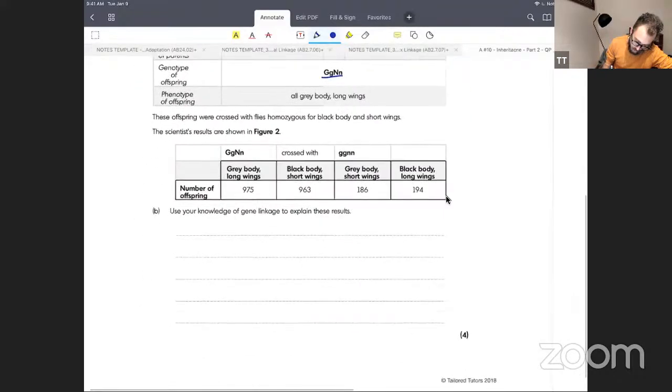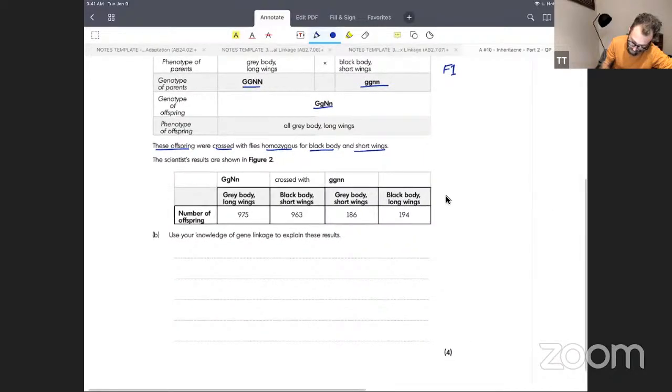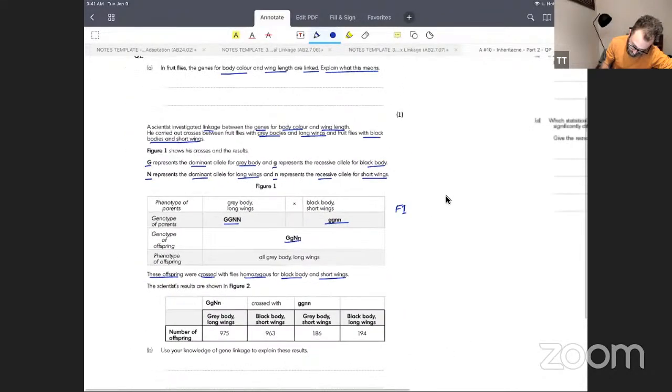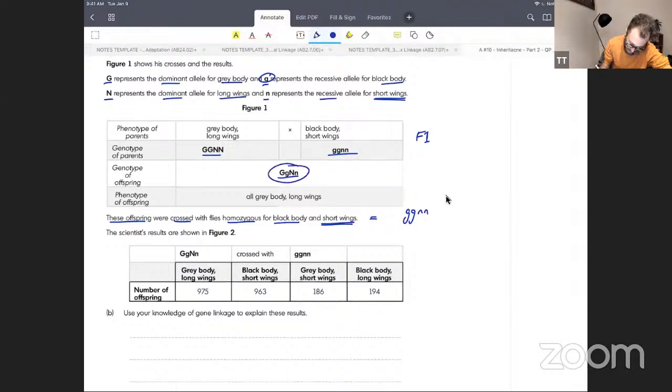These offspring were crossed, so here we need to pay attention. These offspring were crossed with flies homozygous for black body and short wings. Well, what gives us black body? Black body is little g. Homozygous for black body must be little g, little g. Homozygous for short wings is little n, little n. So this is the genotype of this organism here. Okay, so we're crossing these offspring. This is our cross. Everyone aware of how I've got here?